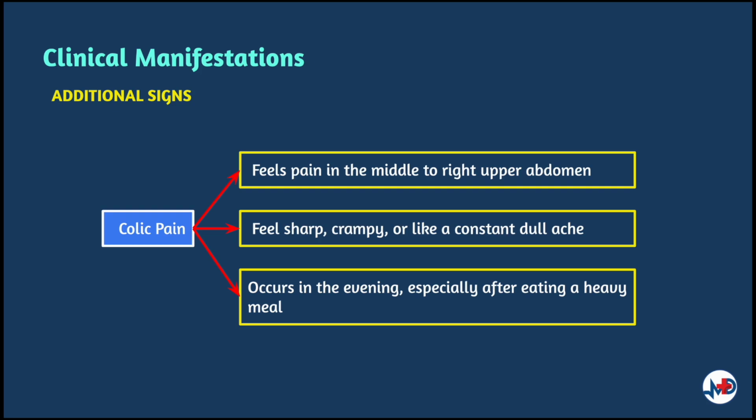Now, a person with biliary colic typically feels pain in the mid to right upper abdomen. The pain can be felt quite sharply, crampy in nature, or like a constant dull ache. Colic often occurs in the evening, especially after eating a heavy meal.